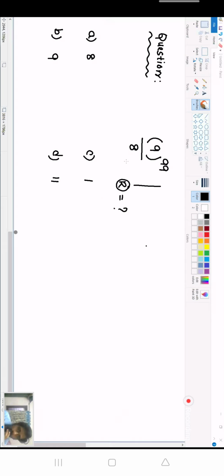9 to the power 99 divided by 8. I don't know how to solve this question, but I can conclude one important point here. Whenever we have any base, when we are dividing with 8, I'm asking a very simple question. Can you answer this question once?